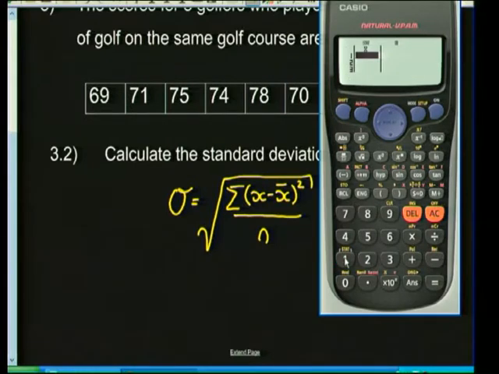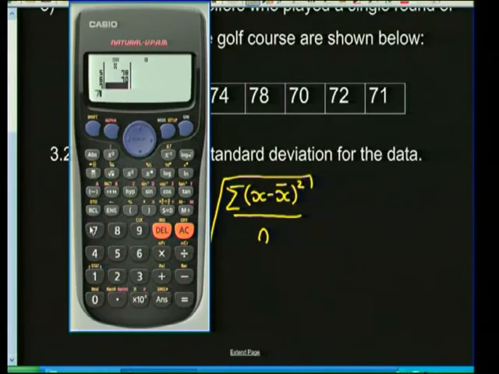Okay, we're back to our table, and we type in each of the individual pieces of data. So 69, 71, 75, 74, 78, 70, 72, and 71. Remember, once we've done that, I want you to press AC, Shift 1, and we press 4 for variance, and we want 3 for standard deviation. And we get 2.78 rounded off to 2 decimal places.